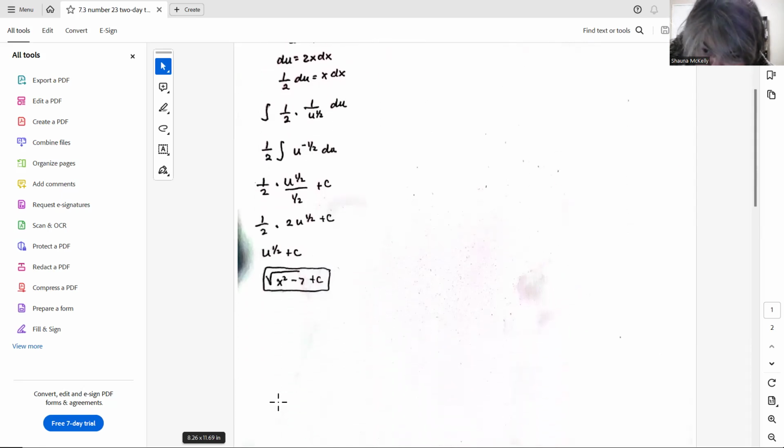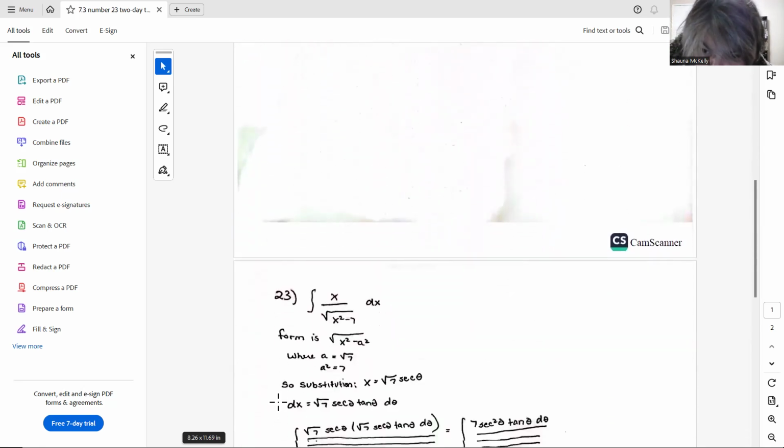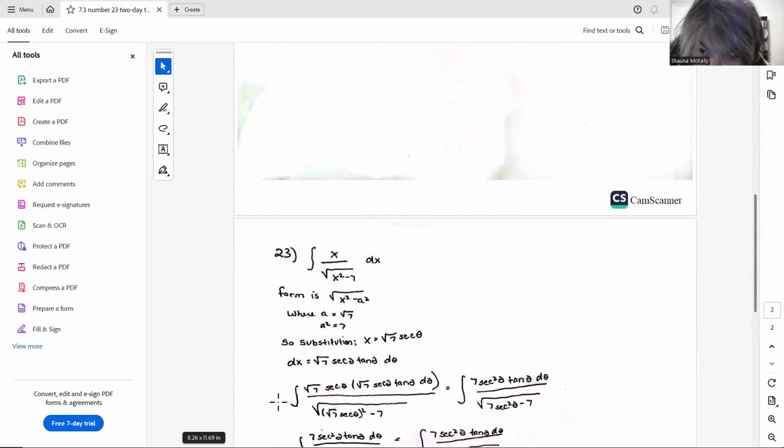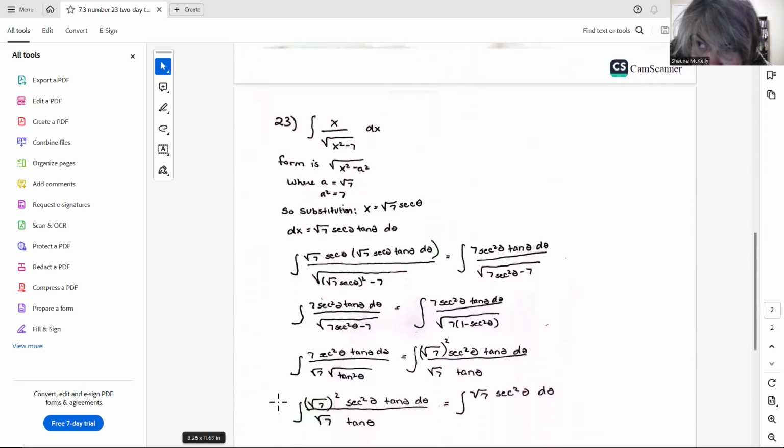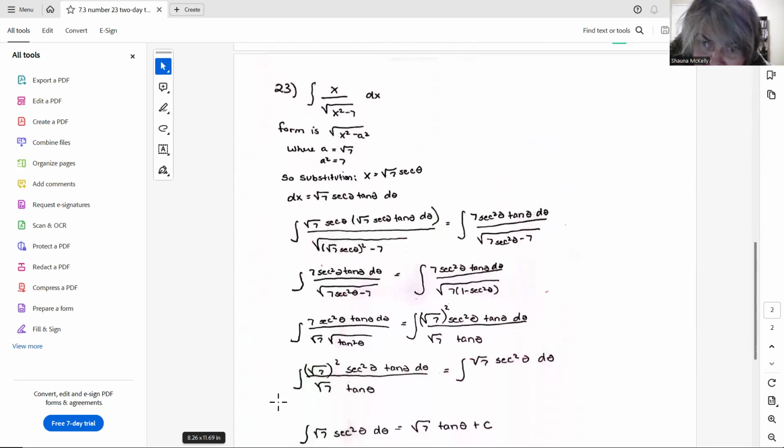Now, the second method is considerably more difficult, but I wanted to show it here just to show you how the trig substitution sometimes is not the most direct, but it will work here. And this is one of the forms that we generally have 3. You know that from the chart. If you go and look at the chart, we have the same problem. The form here under the radical is x squared minus a squared, where a is the square root of 7.